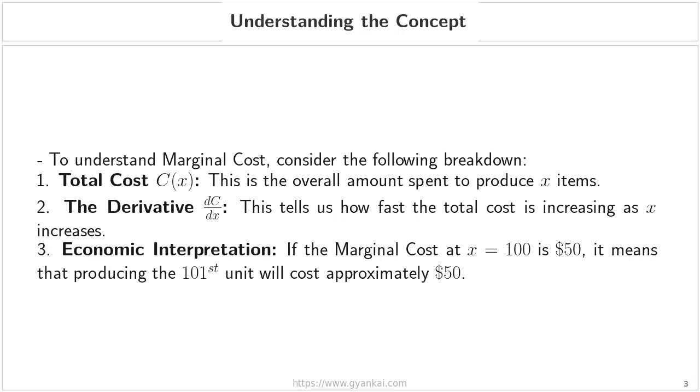Finally, let us look at the economic interpretation of this value to see why this matters in the real world. For example, if the marginal cost at X equals 100 is $50, this implies that producing the 101st unit will cost the company approximately $50. Once you grasp this conceptual link between the derivative and the cost of the next unit, you will be ready to move on to the actual calculation process, which we will cover in the next slide.